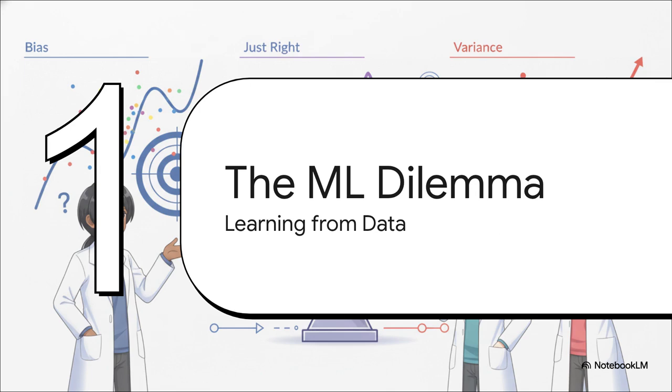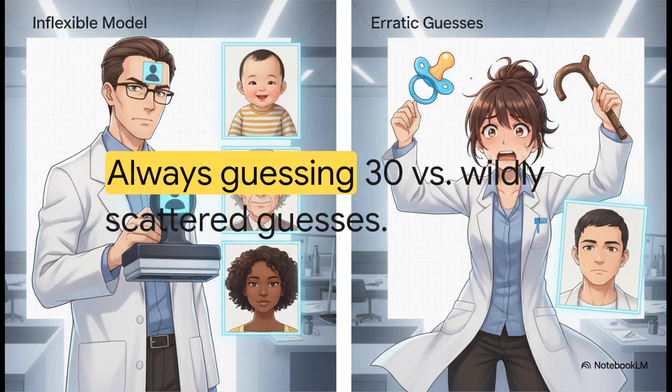Section 1. The Machine Learning Dilemma. Picture an AI that's trying to guess someone's age just by looking at a photo. Now, if this model stubbornly guesses 30 years old for literally every single person, it's making a massive, super rigid assumption, right? It's completely inflexible.